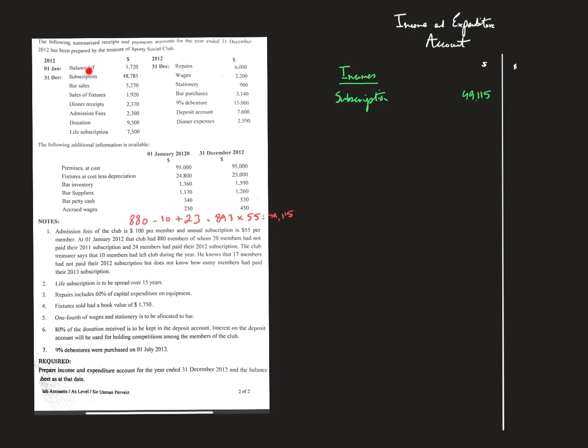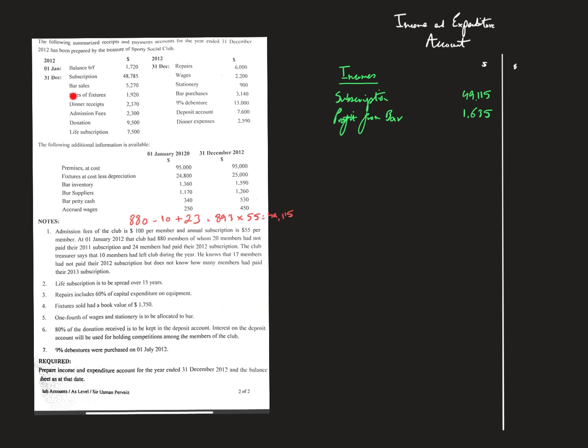I'm going to see the bank account and observe. There's bar sales. Did we calculate profit from the bar yesterday? That was 1635. We had to prepare a bar account for that.